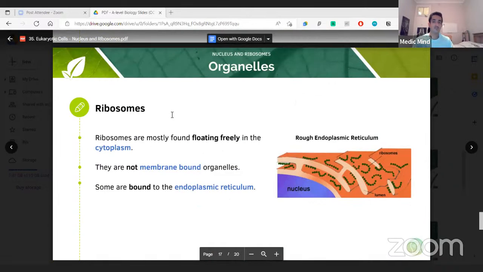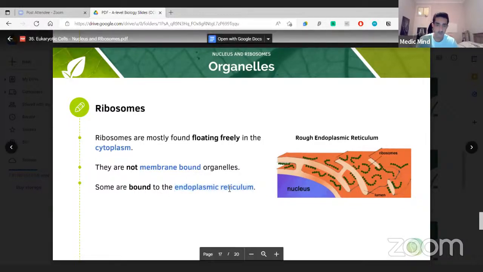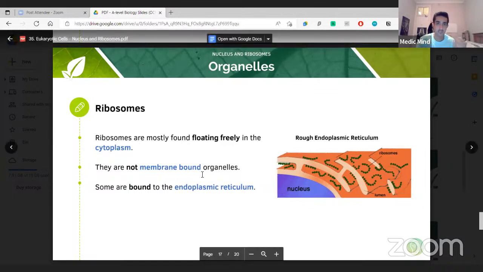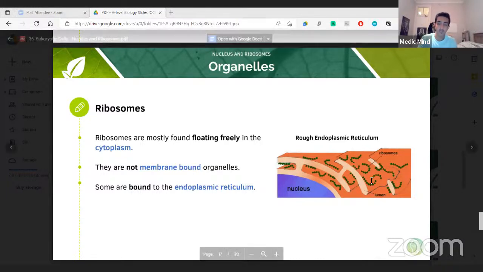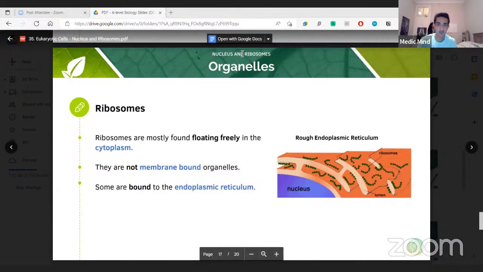Ribosomes are mostly found freely floating in the cytoplasm, but some can be bound to the endoplasmic reticulum, specifically the rough endoplasmic reticulum. And actually, the type of protein you're forming depends on whether it is going to be formed on the free ribosomes or on the ribosomes bound to the rough endoplasmic reticulum. We're not really going to need to talk about that.